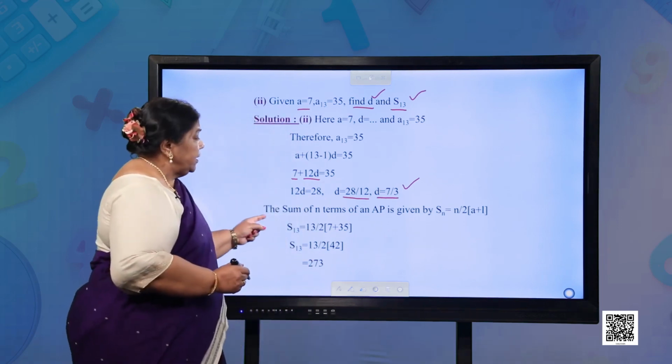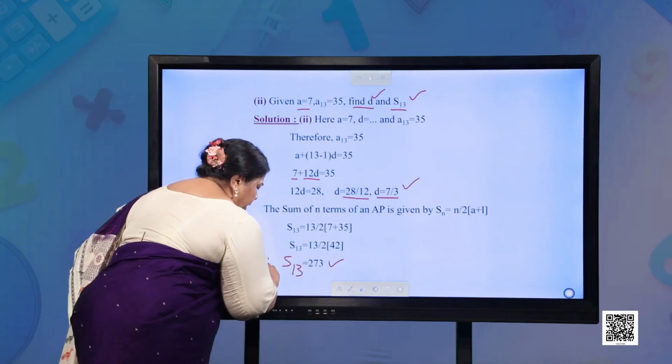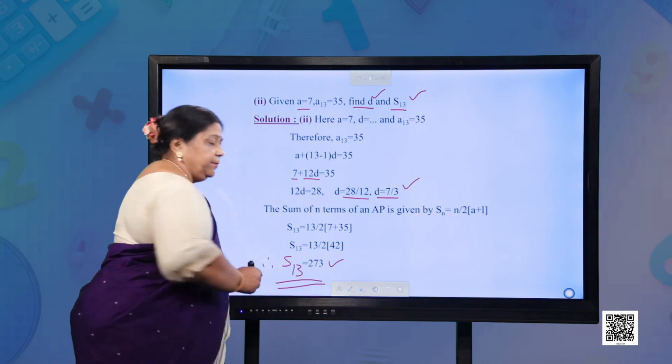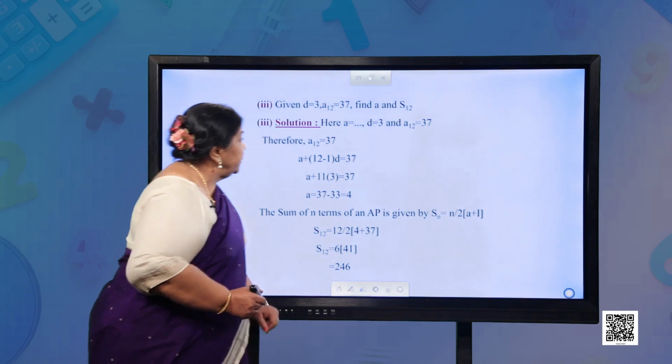Okay. Now, sum of n terms of the AP is given by Sn is equal to n upon 2 into A plus L. So, S13 is equal to 13 upon 2 into 7 plus 35, that is equal to 42. So, 13 upon 2 into 42 is obviously 13 into 21, that is equal to 273. So, S13 is 273. I hope it is clear. Okay. Let us do the next part.